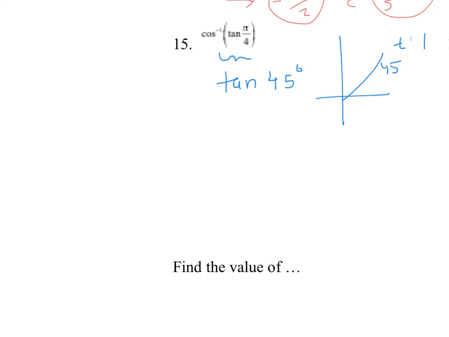Okay, so we first work inside. Tan of pi over 4, that angle is in radians, but in degrees it's 45. So the tangent at 45 degrees is 1.